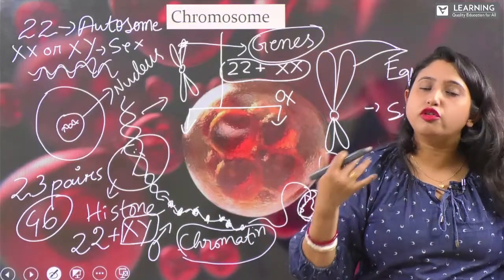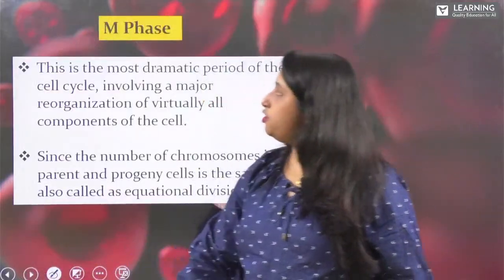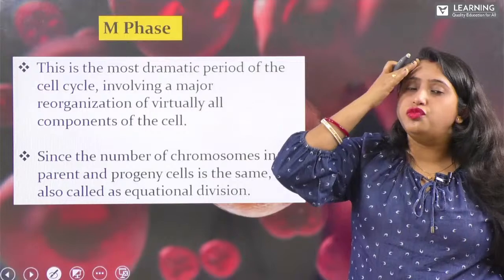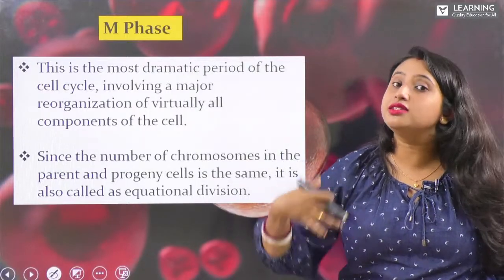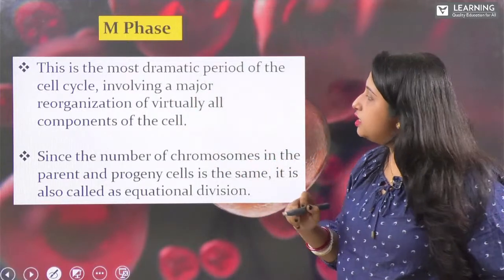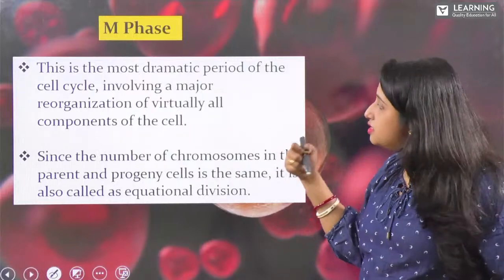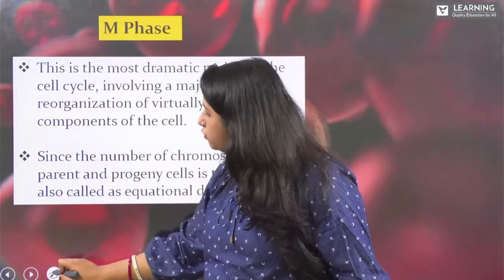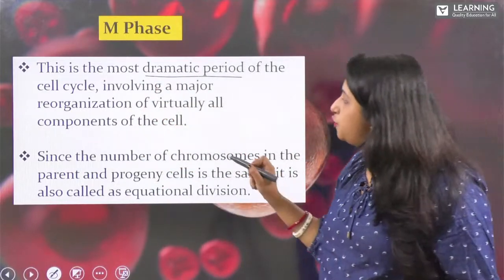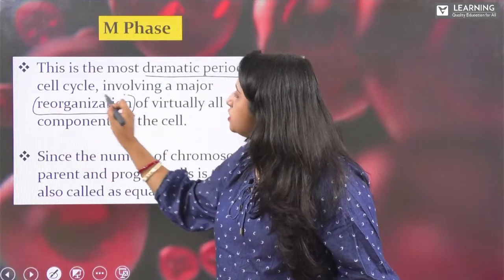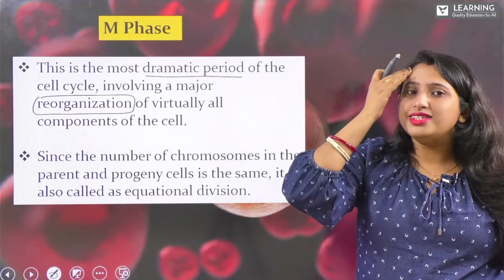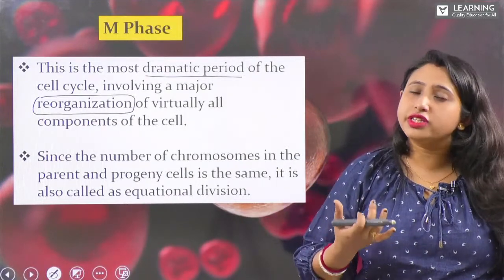Now let us see how DNA replication takes place in the M phase. So now we are moving into the M phase, where the cell further divides and cytokinesis takes place. This is the most dramatic period of the cell cycle, involving a major reorganization of virtually all components of the cell. So this is the most dramatic period, where the cell reorganizes itself, okay? Now what does it mean? The cell needs to arrange the cell organelles for the process of cell division.